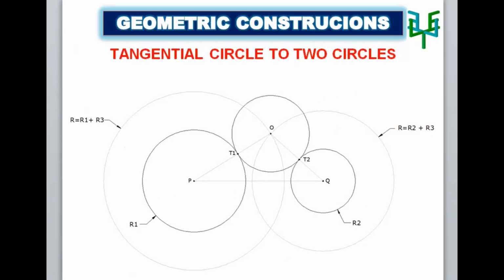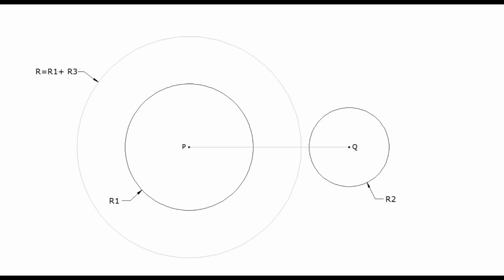Tangential circle between two other circles. Let the radius of the circles be R1 and R2. R3 is the radius of the circle to be drawn tangentially to the other two circles. First, draw the circles with R1 and R2 as radius. From the center of the R1 circle, draw another circle with radius equal to R1 plus R3. From the center of R2 circle, draw another circle with radius equal to R2 plus R3.